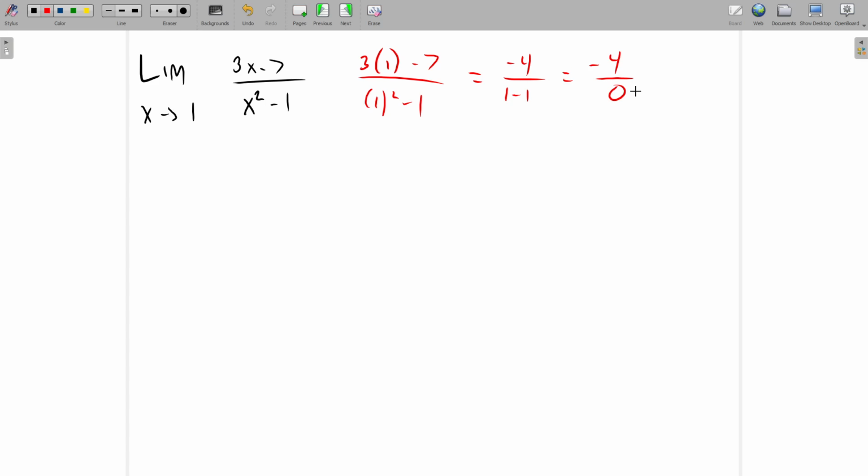So now we have a 0 in the denominator and a number that is not 0 in the numerator. So this, right now, we're going to say it's undefined. And in an upcoming video, we will explore this more to see what's actually going on at this point. But for now, we'll just call this limit undefined.